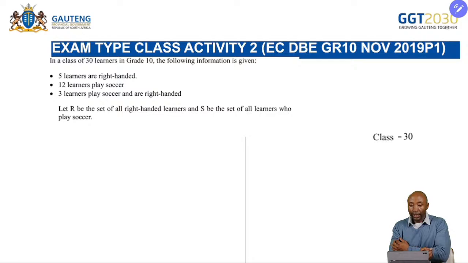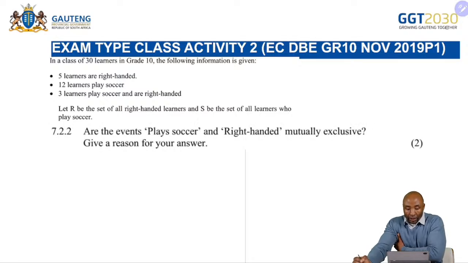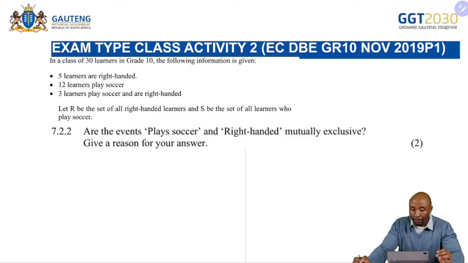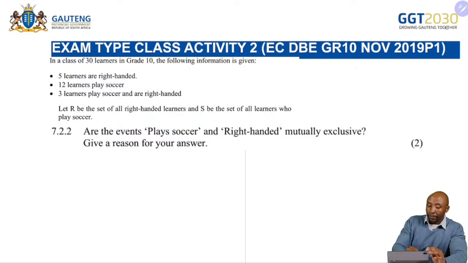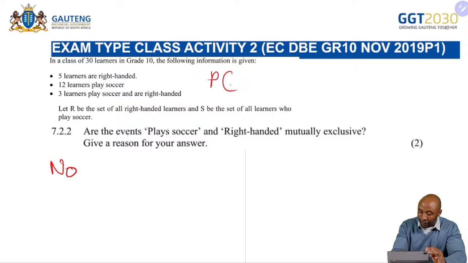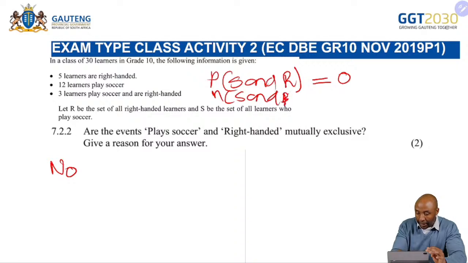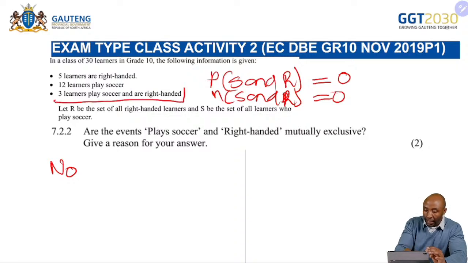As you can see there, we are supposed to calculate, are the events play soccer and right-handed mutually exclusive? Remember, the answer will be no. For mutually exclusive, the probability of S and right-handed should be equal to 0, and also the number S and right-handed should also be 0. But in this case, we have 3 players that are playing soccer and are right-handed. So the answer is no.